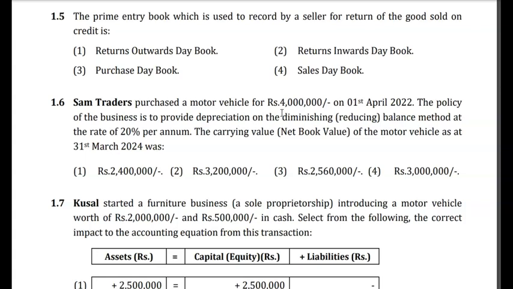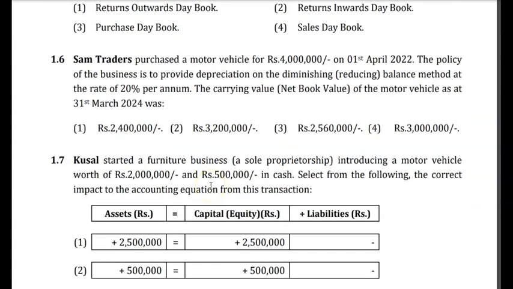Purchase day book is the book that is recording all the purchases. Sales day book is for the sales, right? So that is not related to any return. Returns inwards mean the returns coming from your customers to the seller, and returns outwards mean the returns going from the seller to the supplier, right? So the answer will be number 2.